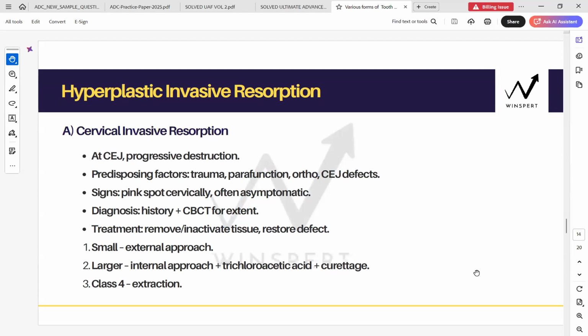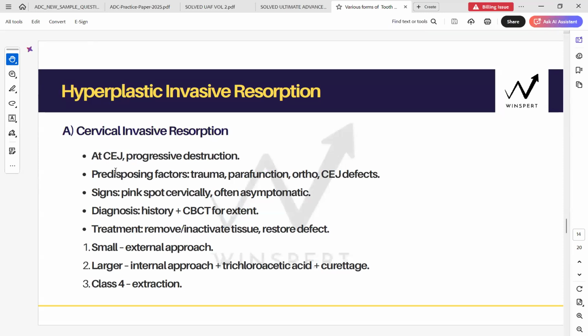The cervical invasive resorption is basically an invasive, destructive resorption in the cervical area. It starts at the CEJ. It is progressive, it is aggressive, it is resorptive tissue that is formed and it invades the hard tissue. So it's coming from externally, leading to the progressive replacement of mineralized tooth structure by granulation tissue. It's hyperplastic, so granulation tissue is formed, and when the hard structure is resorbed, that gets filled in by the granulation tissue.